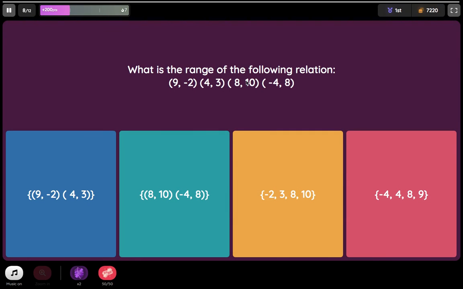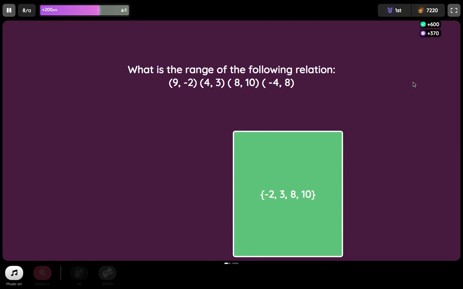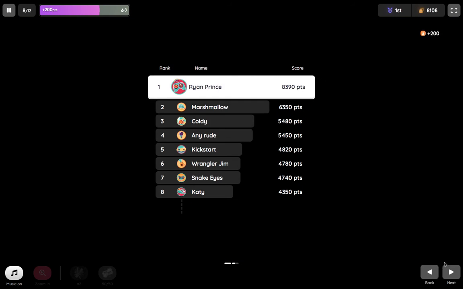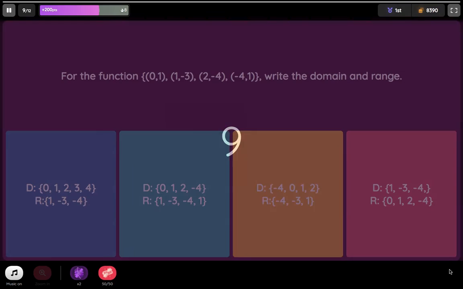What is the range of the following relation? Remember, range is all your y values again. So I've got -2, 3, 10, and 8, but they've got to go in order: -2, 3, 8, 10. That's right. That's all there is to it. Put them in the braces and just list them.